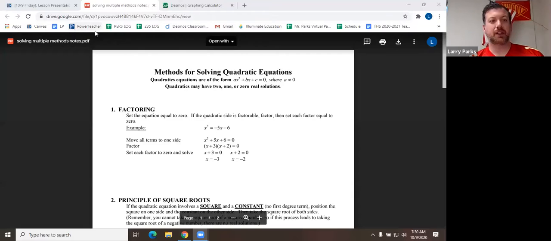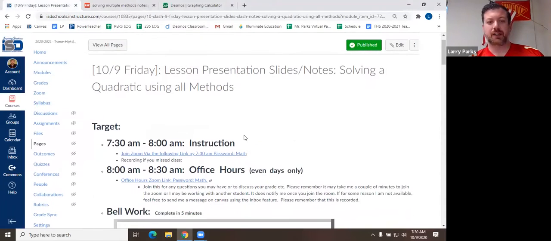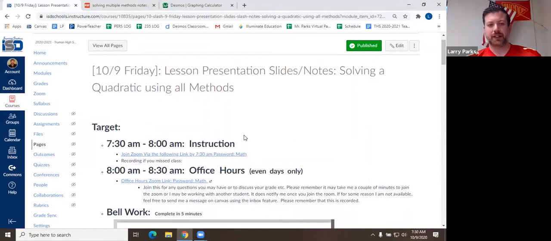The skill today, if I can pull it up here, is: can you solve a quadratic using all methods?